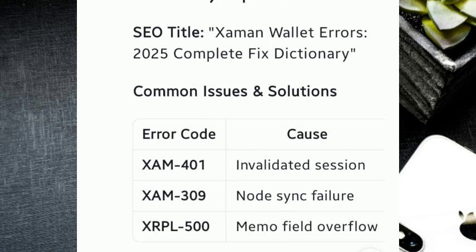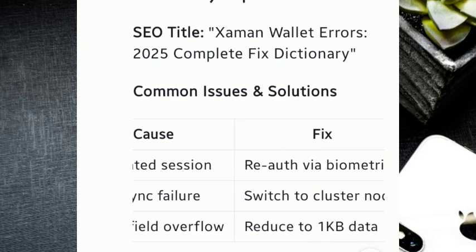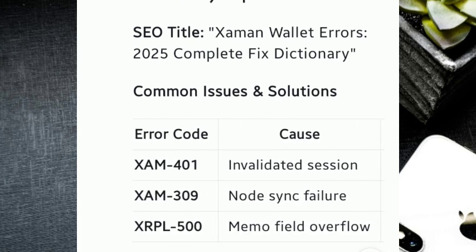When it comes to the next error code that appears, which is XAM309, the cause is node sync failure. So the solution is to switch to cluster node.